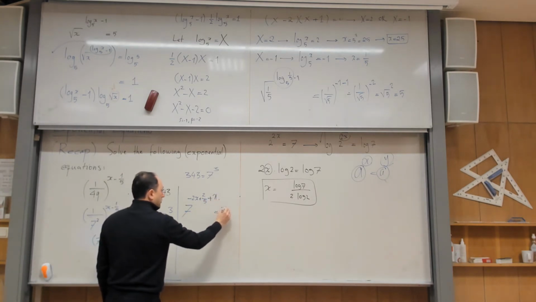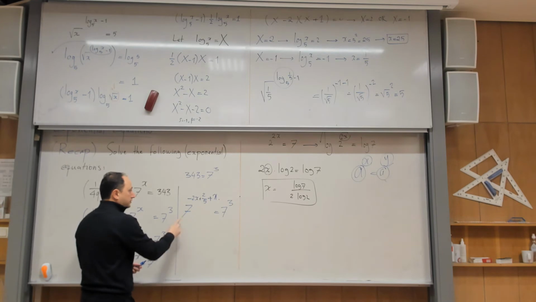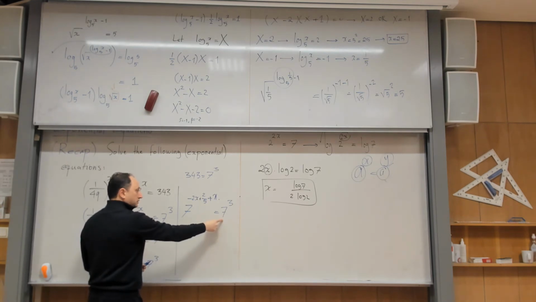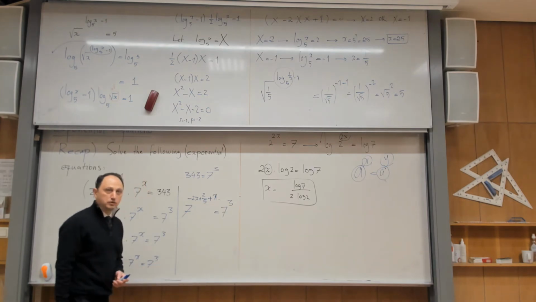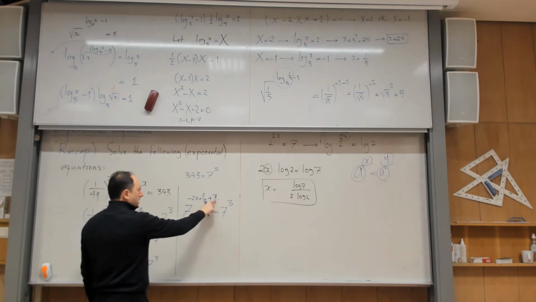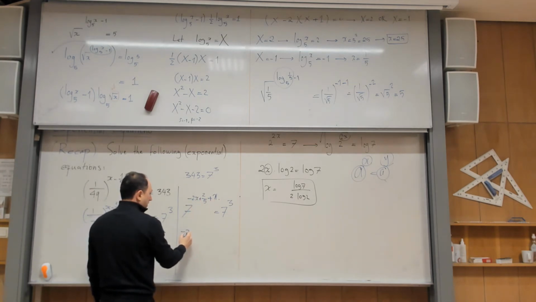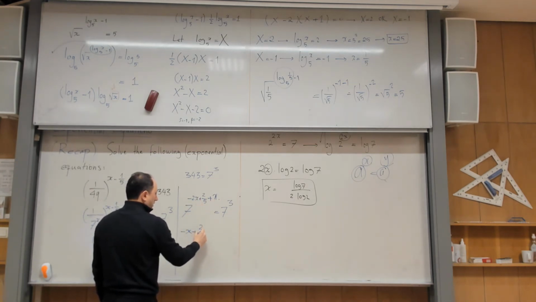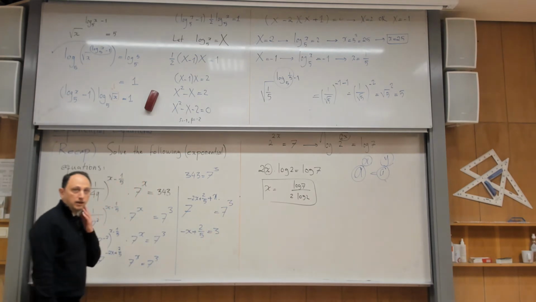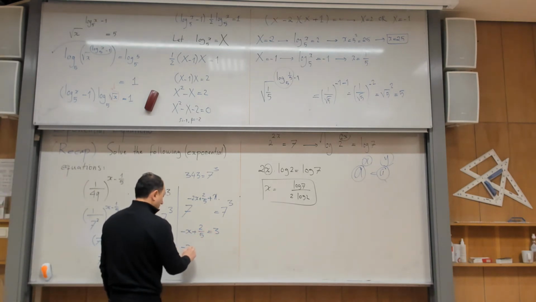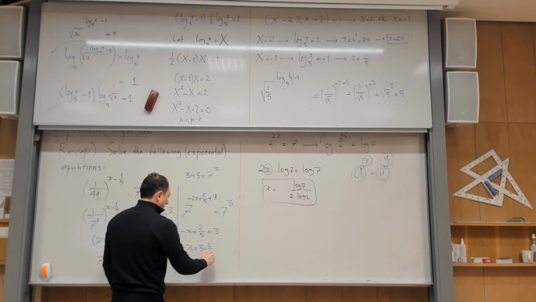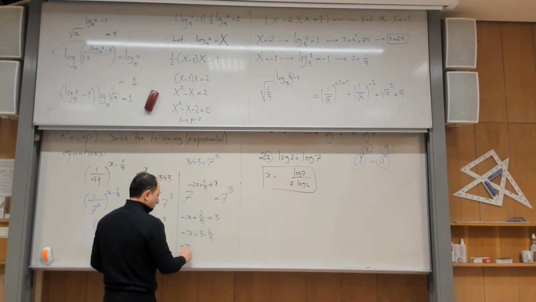And now I reach the goal, yes? I have two powers. The bases are 7, and then I compare them. So the exponent on the left should match with the exponent on the right. So then it means, of course, x minus 2x has a better name, it's minus x, and then I have 2/5, and then on the right-hand side I have 3. And this is a very, very simple equation now. So I just move this to the other side, and then you do this calculation. Hopefully you are fast enough.